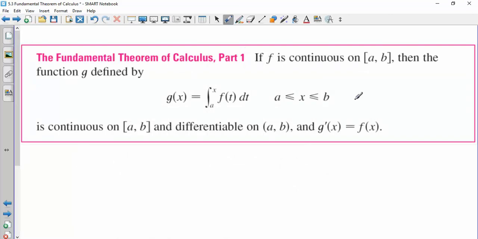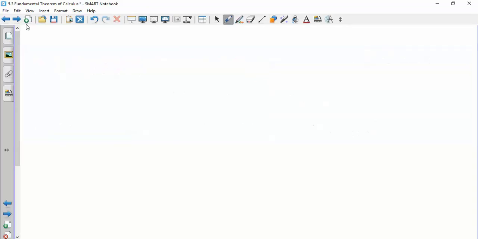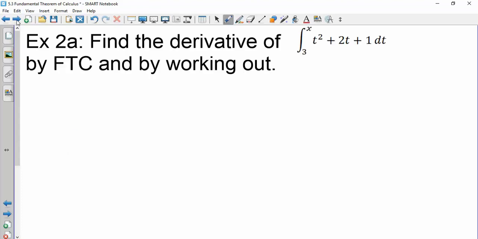So part 1 of the fundamental theorem of calculus really doesn't tell us anything we don't already know. If a function's continuous, then g, which is defined as the integral, is just the antiderivative. Key things, we have to be continuous and differentiable on that interval. We can't have breaks in our curve, we can't have the sharp corners that keep it from being differentiable, those kinds of things.